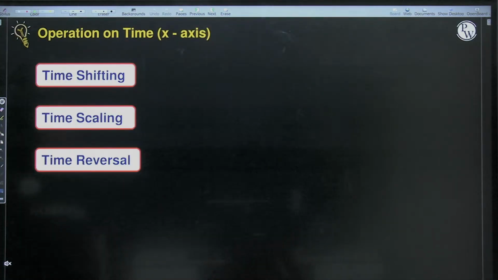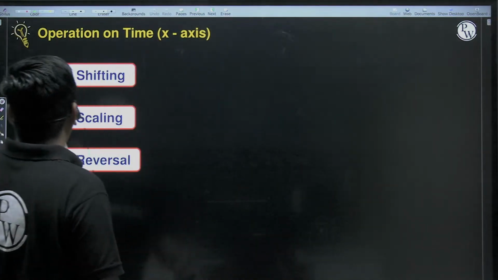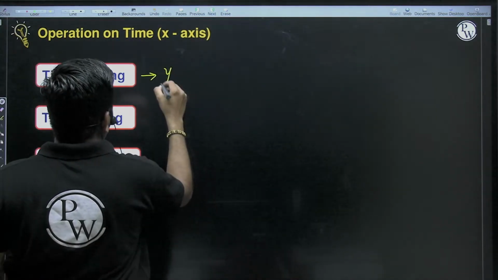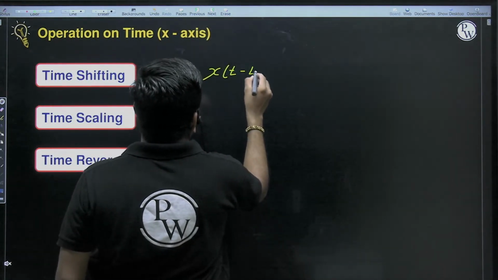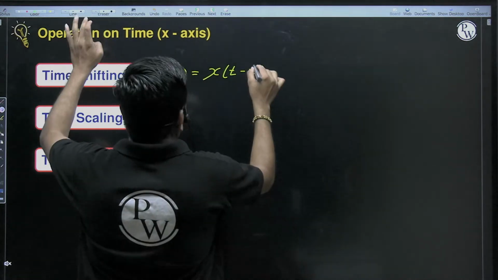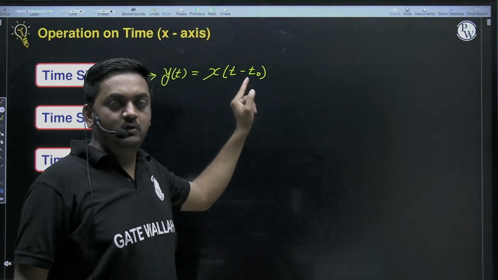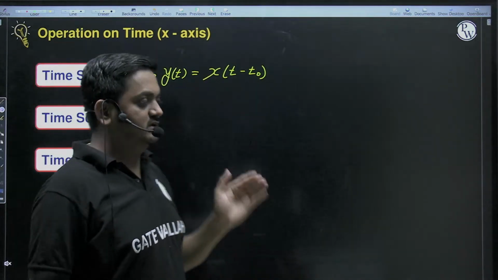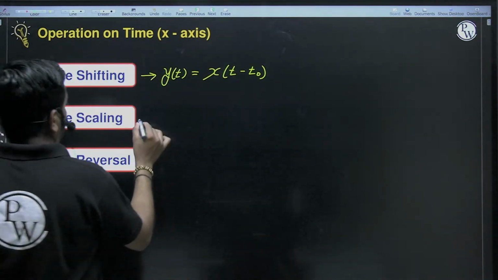So first we will see the different operations that we can perform on time, that is on the x-axis, guys. First, as I told you, time shifting means y of t is equal to x of t minus t naught. Okay, t naught is the shift value, guys. It can be positive, it can be negative. t naught is any constant shift value. It can be an integer, it can be a non-integer also, guys. So depending on t naught, the signal can shift entirely to the right side or left side by a certain amount of time.